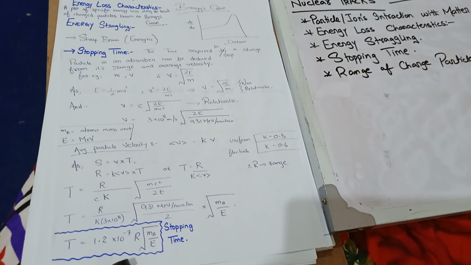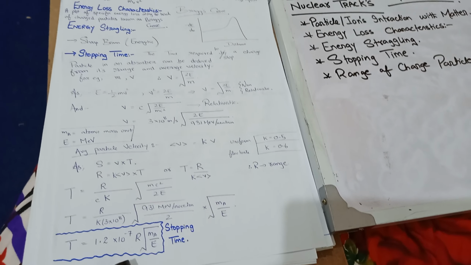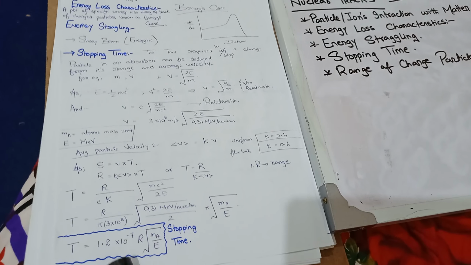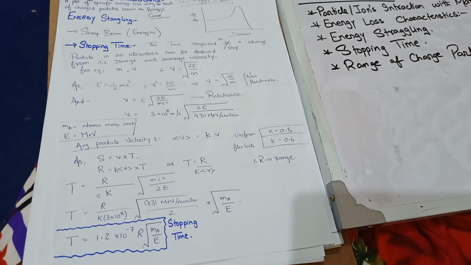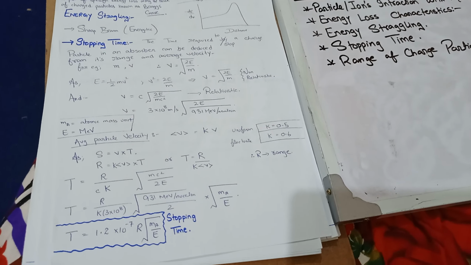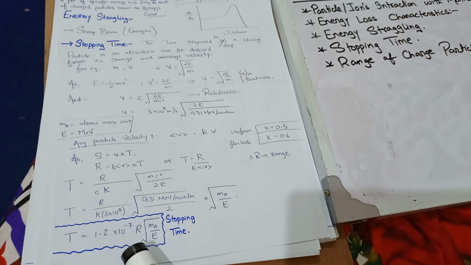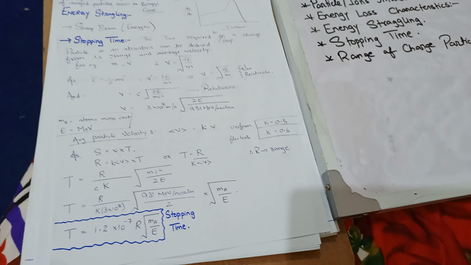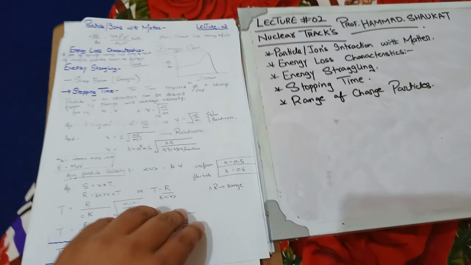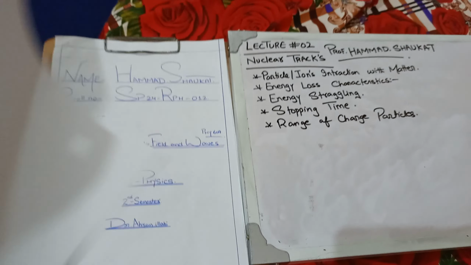This is the time required to stop a charged particle in the absorber. This is basically the stopping time, which equals 1.2 into 10 raised to power minus 7 r under root ma divided by E. Okay, so let's start next.